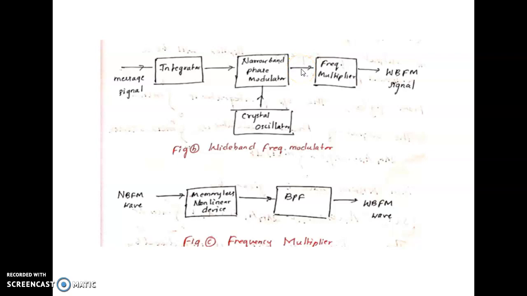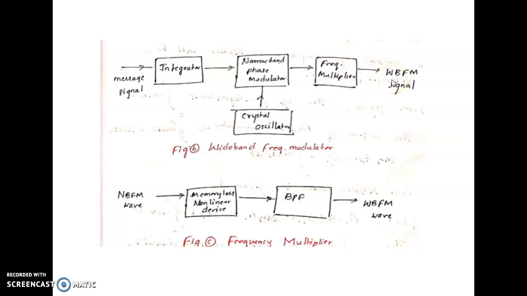Now, the way to convert this narrowband FM wave to a wideband FM wave is by using a frequency multiplier. The frequency multiplier consists of two different components. The first one is a non-linear device, which can be a transistor or a diode, followed by a band pass filter. The narrowband FM wave that is generated here is applied to the frequency multiplier, so the output of the frequency multiplier will be a wideband FM wave.